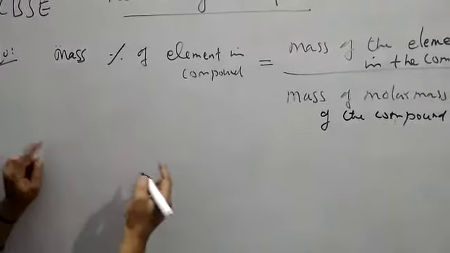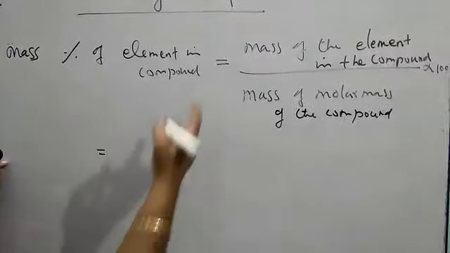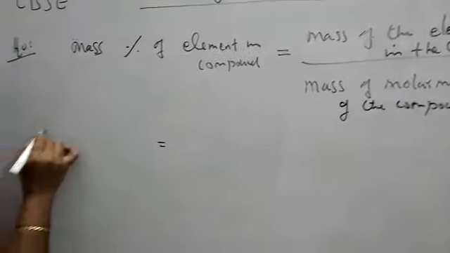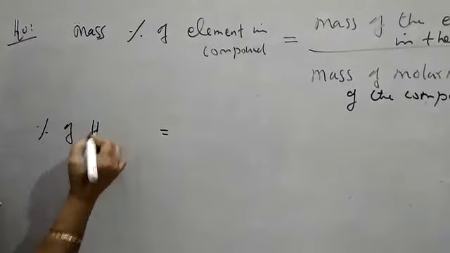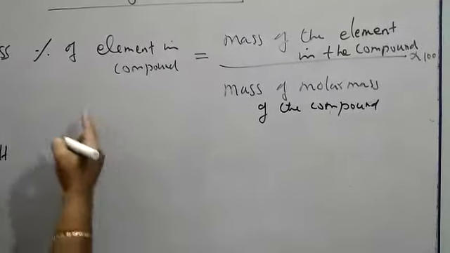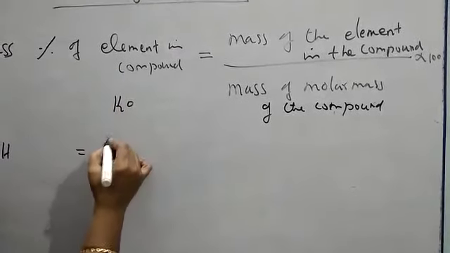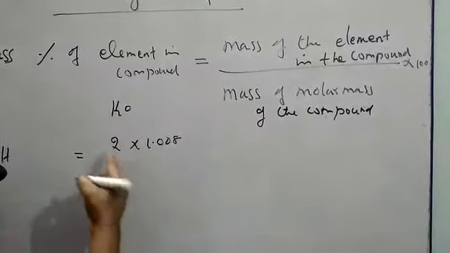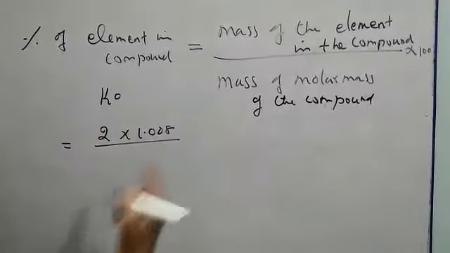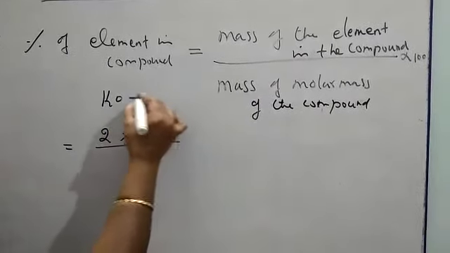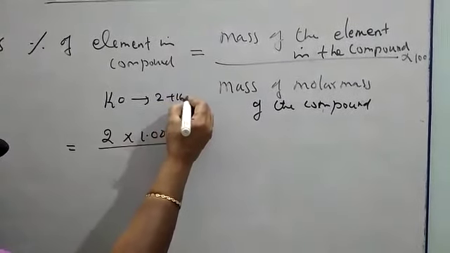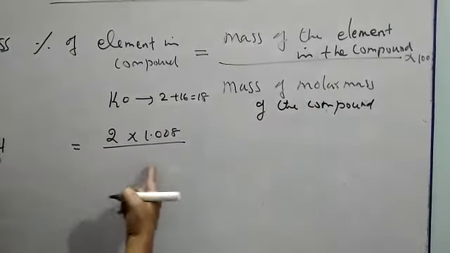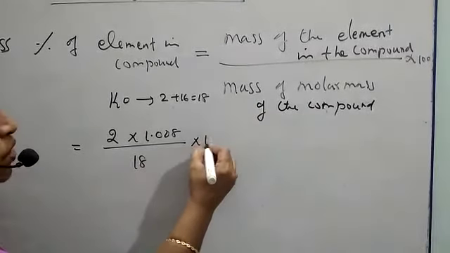Regarding the first one, in the water, now let me write the mass percentage of the element. Now I want the percentage of hydrogen. In water, H2O, one hydrogen is 1.008, and you have 2 hydrogens in total, divided by the molar mass of water. What is the molar mass of water? Hydrogen is 2 plus 16 is equal to 18. So in the denominator, the molar mass is 18, into 100.